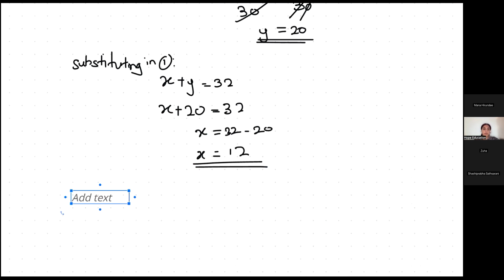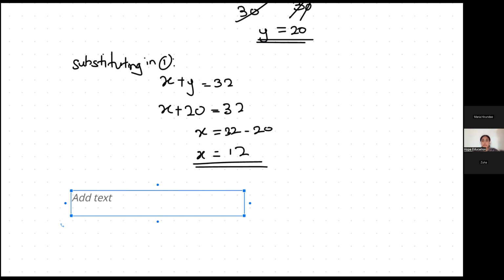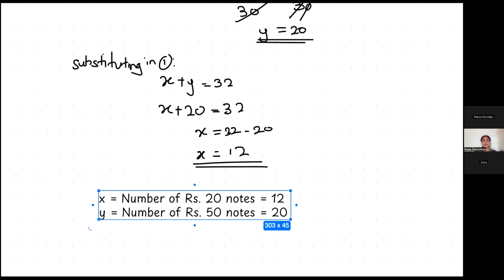What? No, you just found x. X is the number of 20 rupee notes. And what did we find? That is 12. So y is the number of 50 rupee notes. We get that as 20. You must write both statements. It's very, very important. Okay.